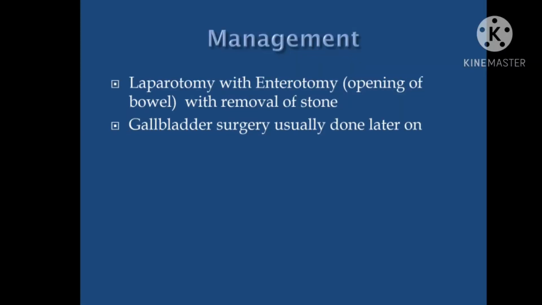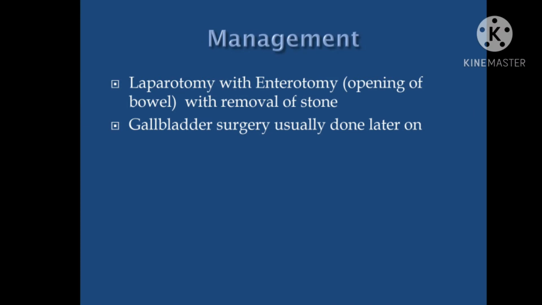How are we going to manage this patient? As this patient has acute intestinal obstruction, first we need to take care of the patient's vitals, because the patient is dehydrated. We need to give IV fluids. The patient needs to be put on NG tube, and once stabilized, she needs to be taken for laparotomy. The intention of the laparotomy is to remove the stone by doing an enterotomy. Enterotomy means opening the bowel at the site of the obstruction and removing the stone. What about the gallbladder?